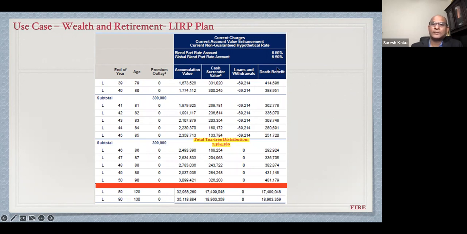And more importantly, if you see here, the growth rate we're projecting is only 6.59%. We all know that even the S&P 500 in the long run performs about 8 to 9%, right? But here it is shown very conservatively, so you could potentially get more money than this. I have seen in my own policy getting more returns.